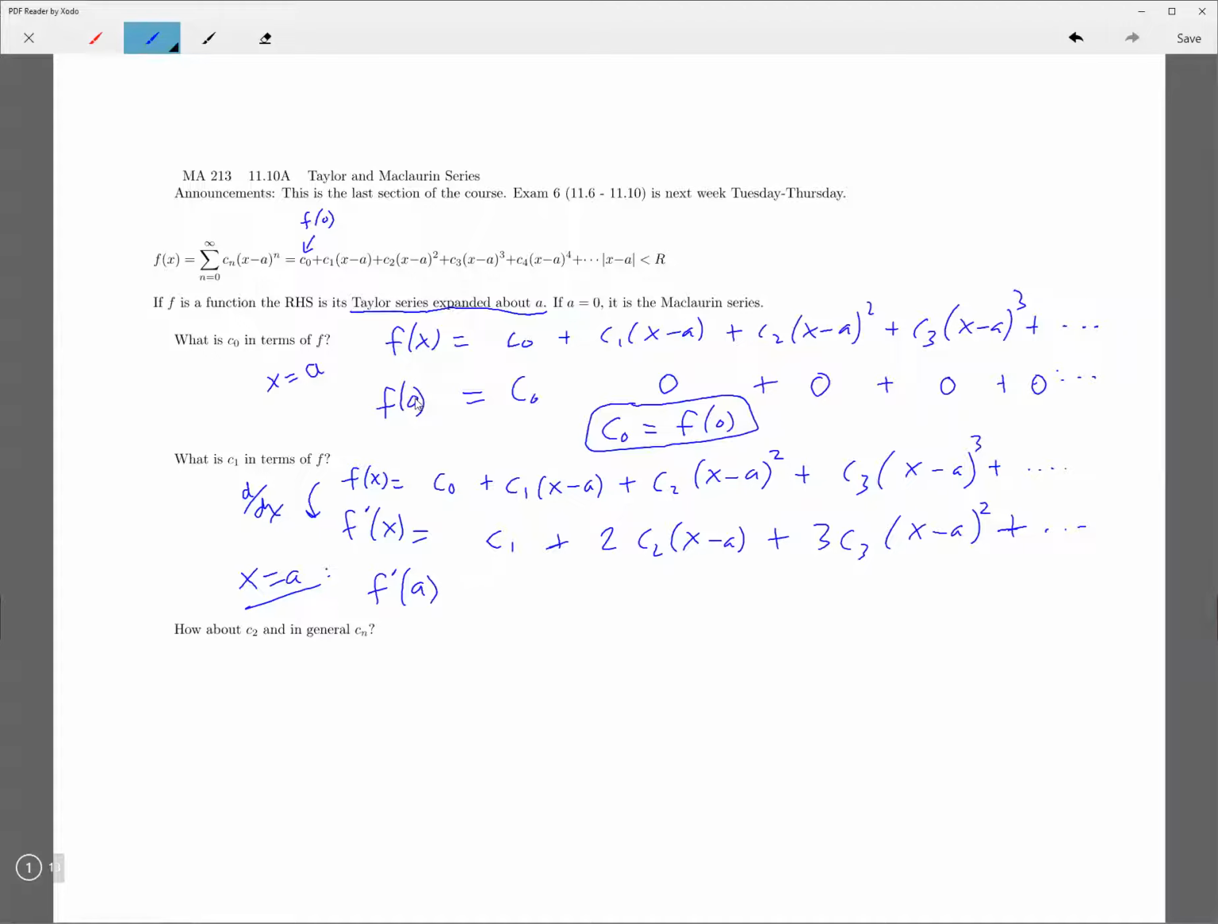Wait a second, I made a mistake here. This is f of a. I apologize, that's f of a right there. Okay, so f prime of a equals C1. And this is gone, and that's gone, and everything else is gone. So you just get that. So C1 is the first derivative of f at a. Okay, now how about C2?